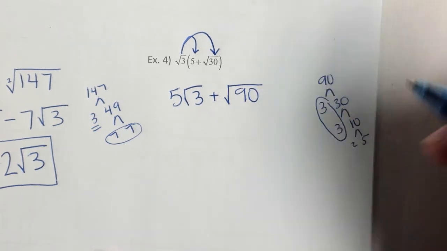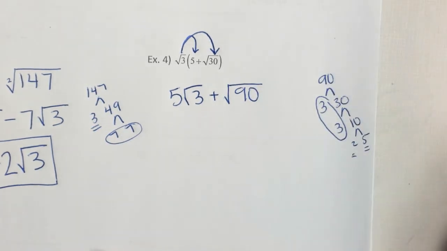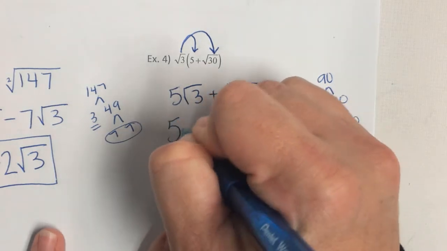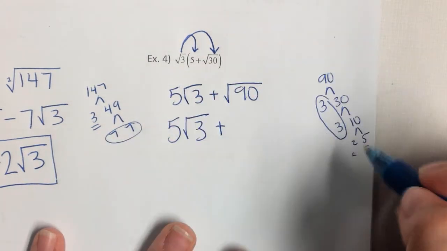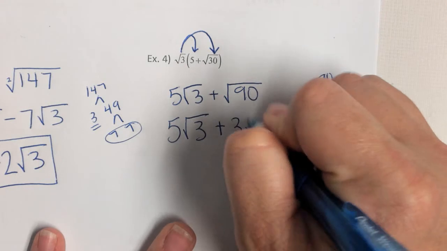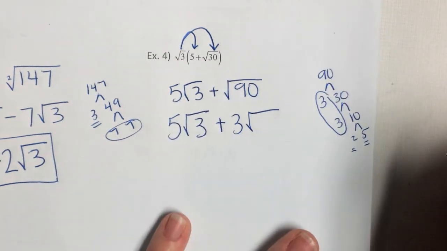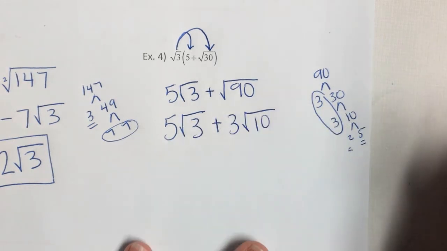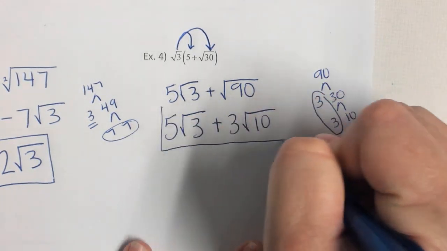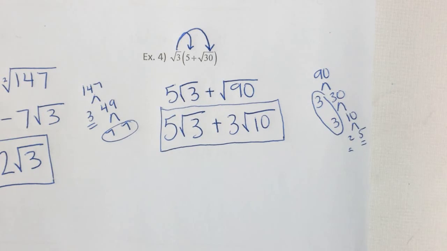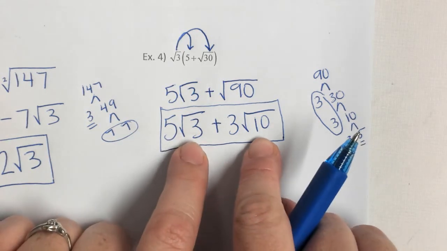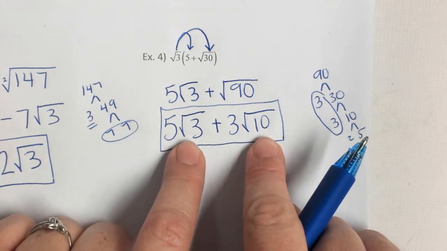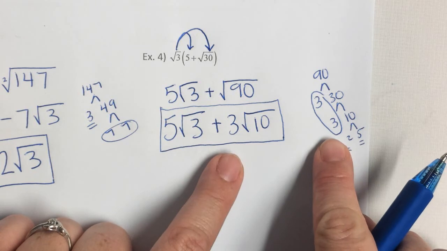So I have a pair of 3, and then the 2 and the 5 don't have a pair, so they get to go back in the house. So I have 5 square root 3 plus 3 square root what? 2 times 5 is 10. Do those simplify? So there's your answer. Because this is square root of 3, this is square root of 10. They're not alike. Because of the pair of 3's.